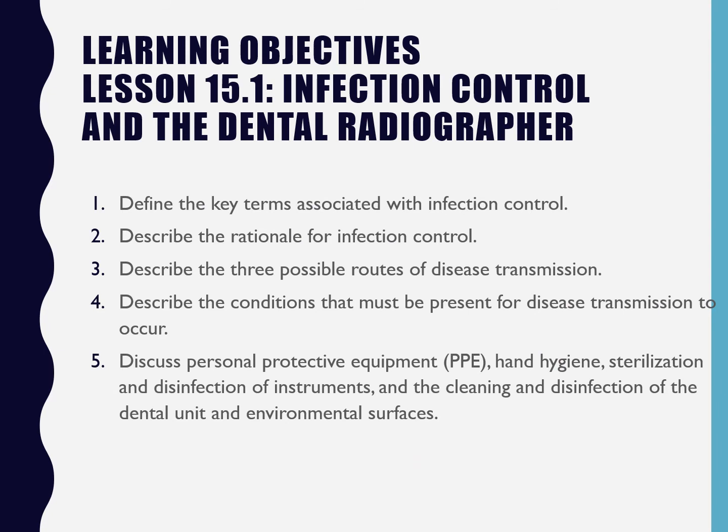By the end of this chapter, you should be able to define the key terms associated with infection control, describe the rationale for infection control, describe the three possible routes of disease transmission, describe the conditions that must be present for disease transmission to occur, discuss personal protective equipment, hand hygiene, sterilization, and disinfection of instruments, and the cleaning and disinfection of the dental unit and environmental surfaces.